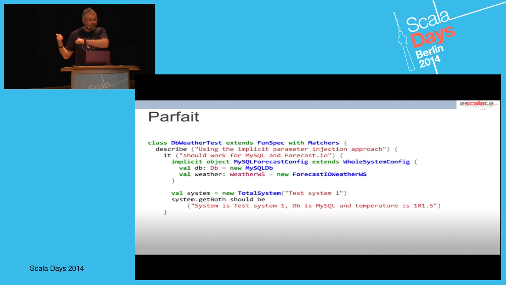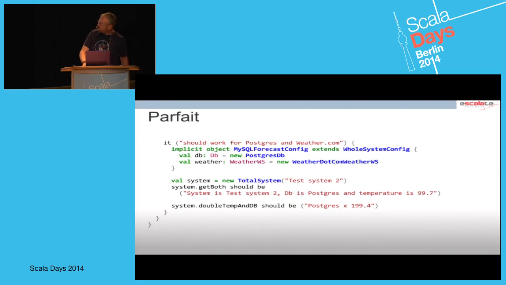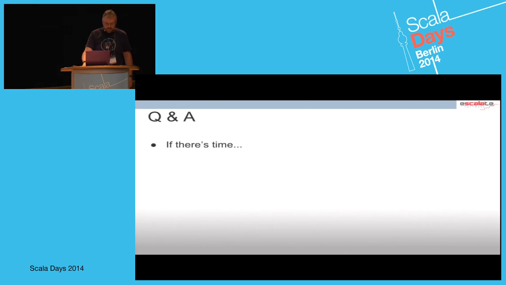And that's very useful for tests, because here we can just say, okay, now I'm going to bind in MySQL DB and forecast IO weather WS in this, and that's the configuration for that guy. Or we could bind in fakes or mocks or anything else we want to do. And there's the example that uses Postgres and weather.com.